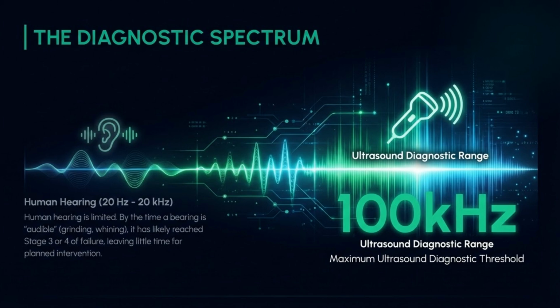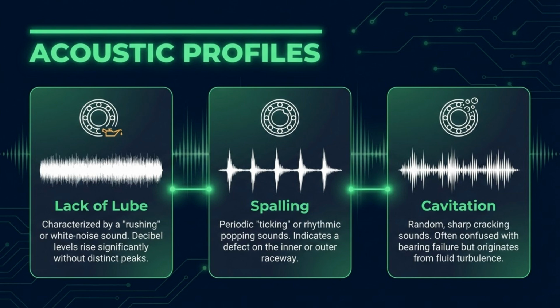The diagnostic spectrum highlights the limitations of human hearing, which typically misses early signs of failure. Ultrasound diagnostics, up to 100 kHz, offer a much earlier detection capability. Acoustic profiles help identify specific failure modes.